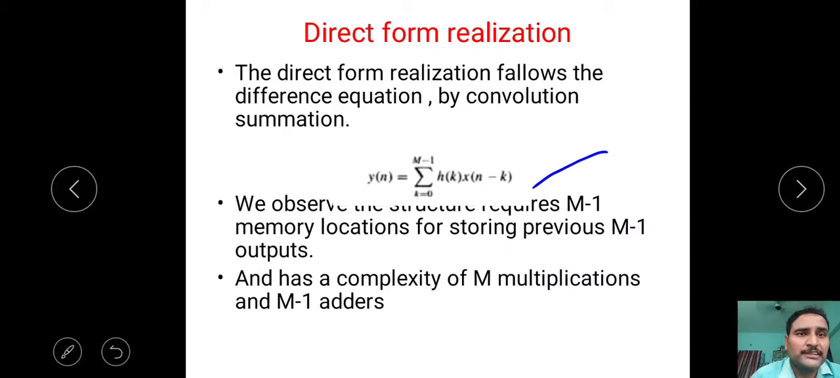In that equation we have summation k equal to 0 to M minus 1. It requires M minus 1 memory locations to store y of 0, y of 1, y of 2, up to y of M minus 1 values. And it has a complexity of M multiplications. M multiplications means h of 0 into x of n is one multiplication, h of 1 into x of n minus 1 is another multiplication. Like that we require M multiplications, 0 to M minus 1 means M multiplications, and M minus 1 adders. Summation means just an adder. That means it requires M minus 1 memory locations, M multiplications, and M minus 1 adders to realize the direct form realization.